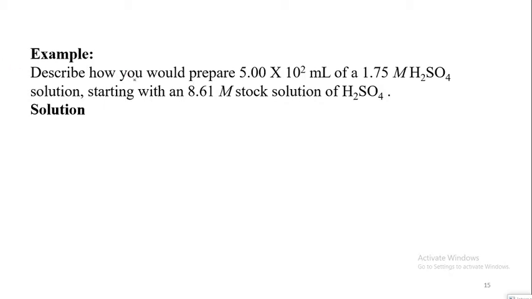Let's take an example. Describe how we prepare 5 multiplied by 10 to the power 2 ml of 1.75 molar sulfuric acid if you have a stock solution with 8.61 molar concentration. So this is my initial molar concentration, this is my final molar concentration, and this is my final volume that I need to prepare. For that, I apply the relation M initial multiplied by V initial equal to M final multiplied by V final.